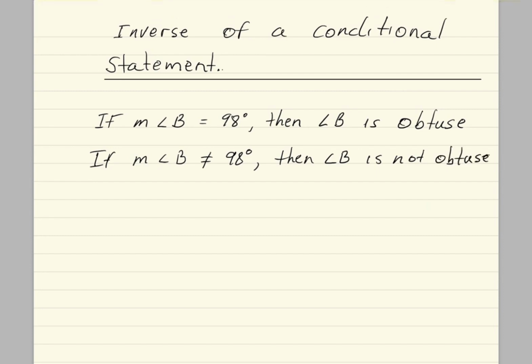So you can see the hypothesis. We said if measure of angle B is not 98 degrees. So that little cross on the equal sign is basically negation. It's saying not 98 degrees. Then measure of angle B is not obtuse. So the inverse of a conditional statement is the negation of a hypothesis and the conclusion. Okay?